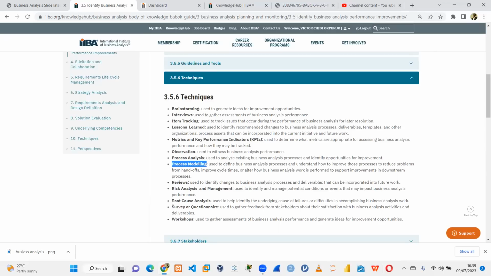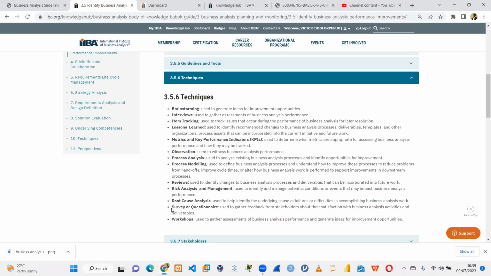The root cause analysis, what caused the failure? Like the systems you guys were talking about, what caused the failure? Why is the system shutting down? Is it because of the capacity? Is it because of the software? Or is it because of power? Or is it because of your internet? In some cases, it's the internet. So you need to do some kind of root cause analysis. You need to look at why do you have failure? Why do you have difficulty in accomplishing business analysis work?